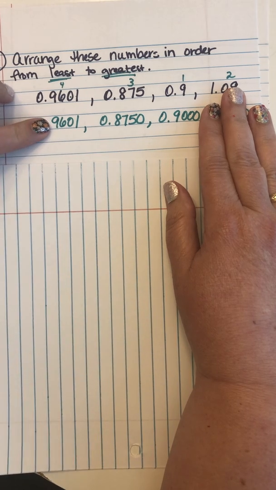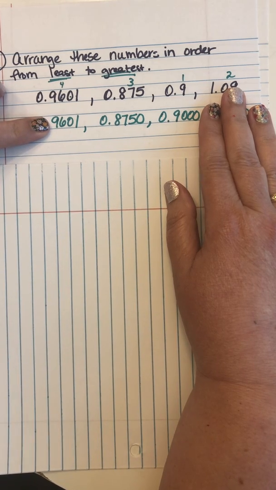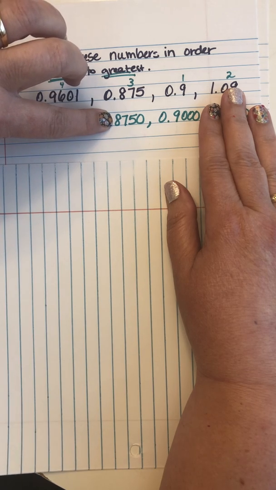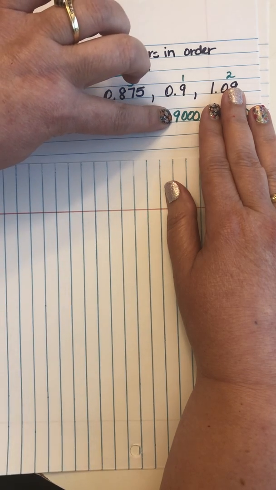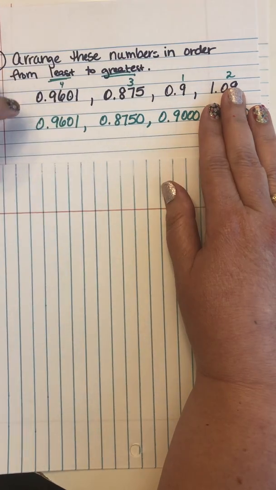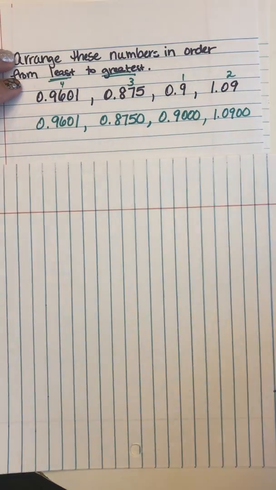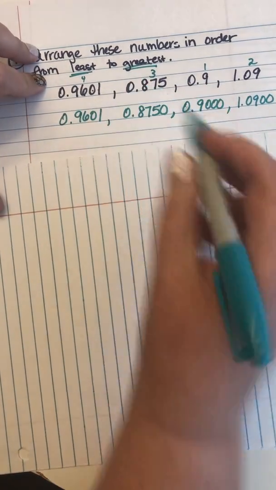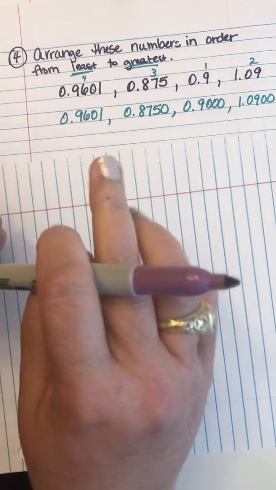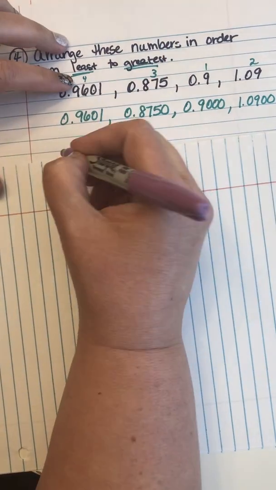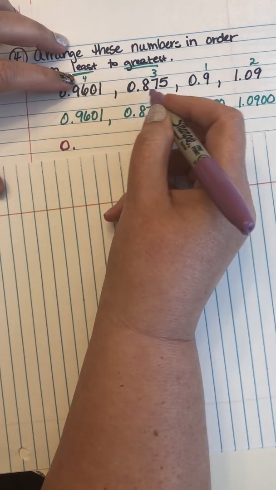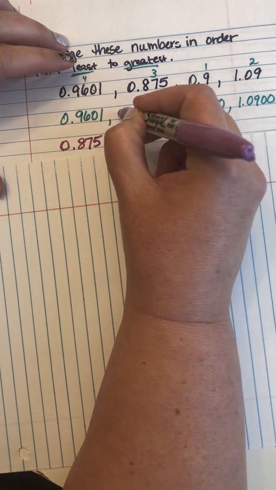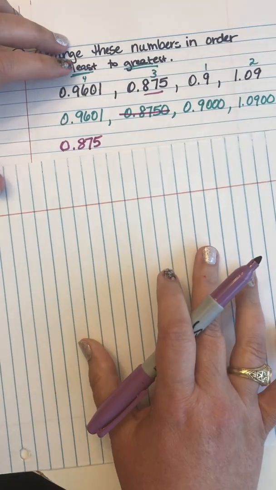So if I cover up my 0 and my decimal, I have 9,601. I have 8,750. And I have 9,000. Out of those two, 8,750 is smallest. So I'm going to take that one and make it my first number. I'm going to rewrite it in its original form, and I'm going to cross it out because I know that's my smallest number.